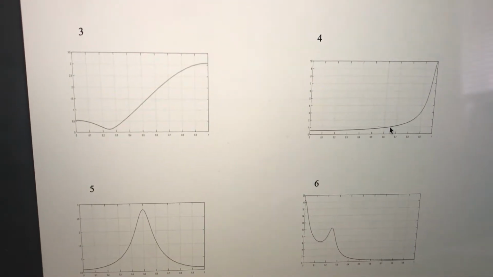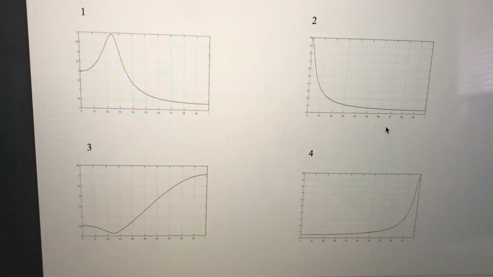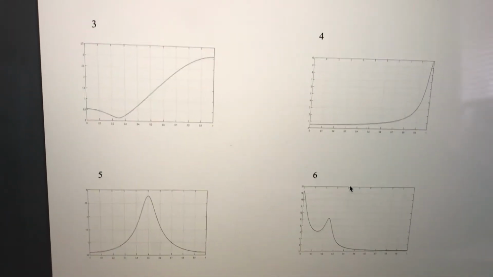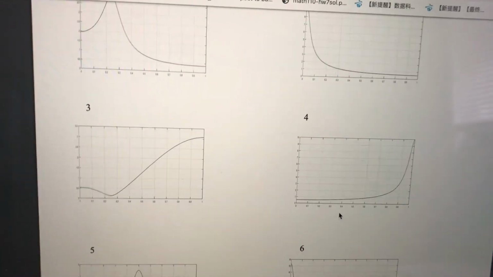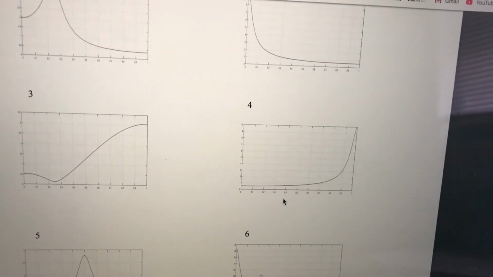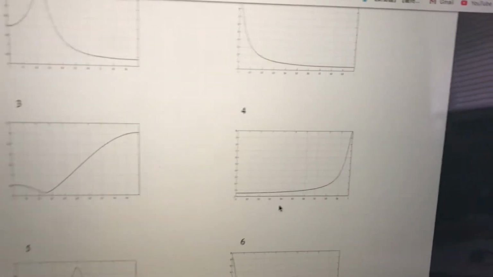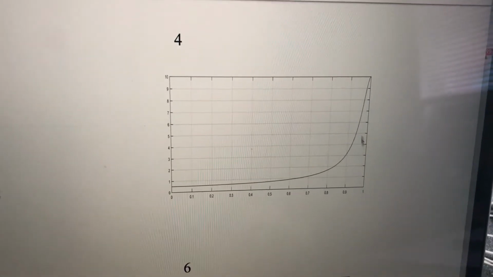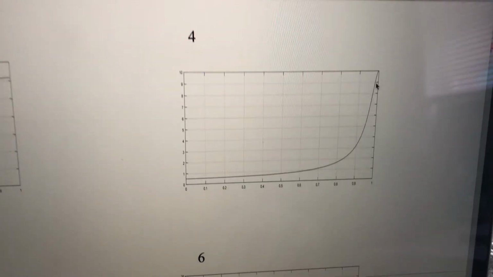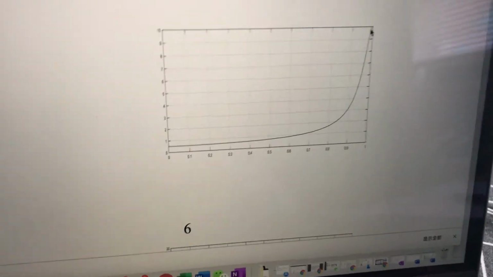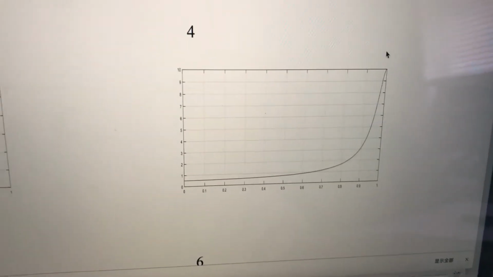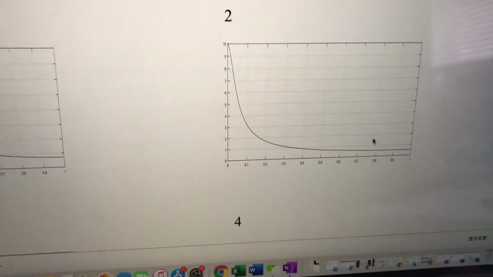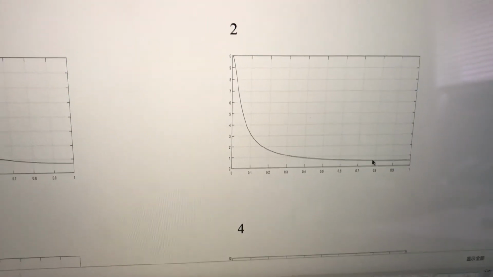Apparently only 2, 4, 5 have one peak. For diagram 2, the result at omega equals pi is a large number, it's 10. It's correct. And for diagram 4, when omega equals pi, it's a small number, around 0.5. It's definitely this one. So diagram 2 matches with diagram 4, and diagram 4 matches with diagram 2.